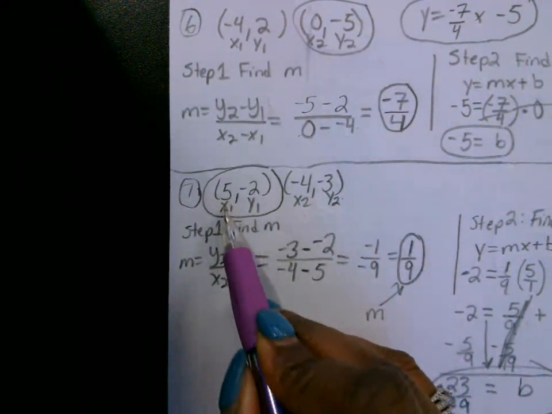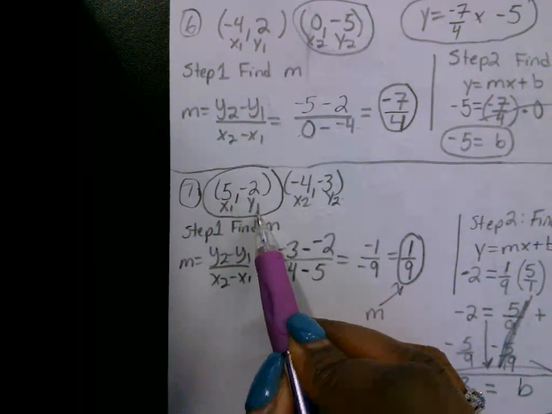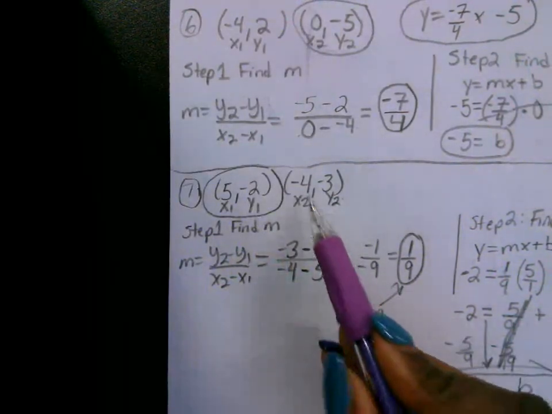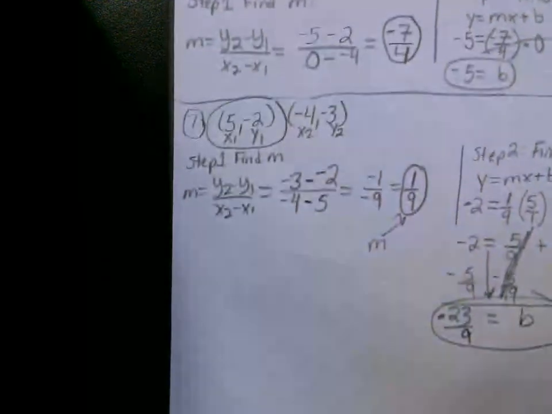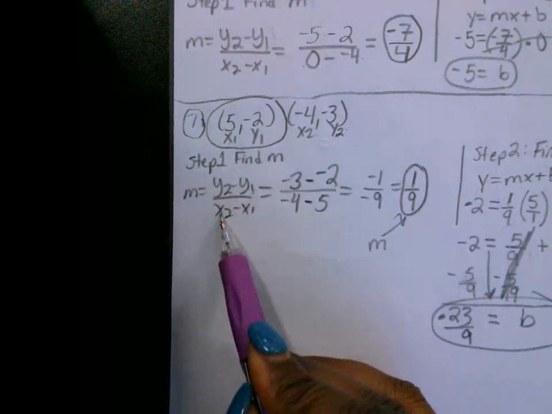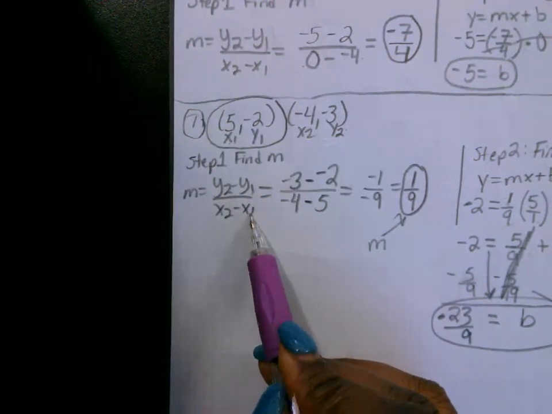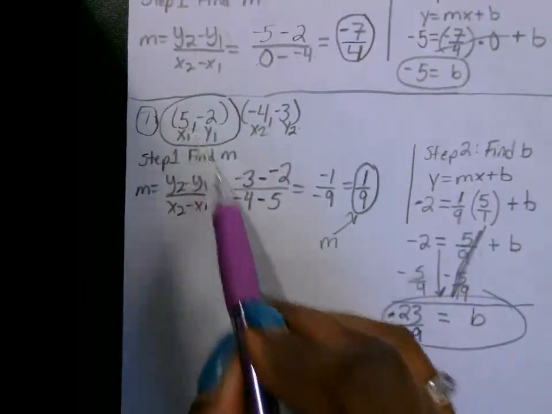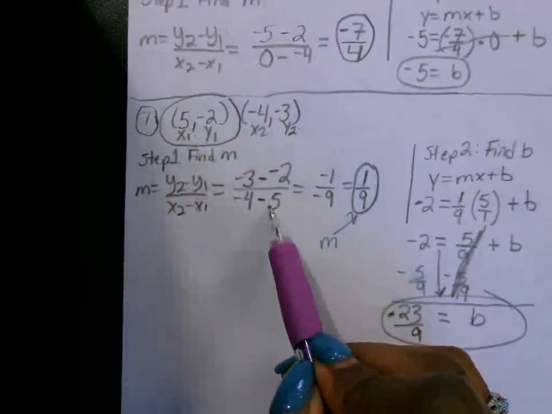We labeled the first point x1, y1. The second point we labeled as x2, y2, okay? Our formula for slope is y2 minus y1 over x2 minus x1. We substitute the numbers into the slope formula.